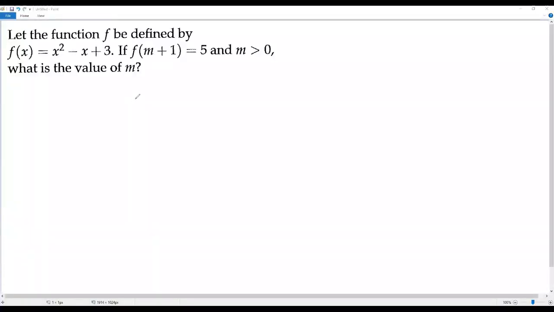Here we have a SAT math question. Okay, let's go to the information. Let the function f be defined by f(x) = x² − x + 3. If f(m + 1) = 5 and m > 0, what is the value of m?